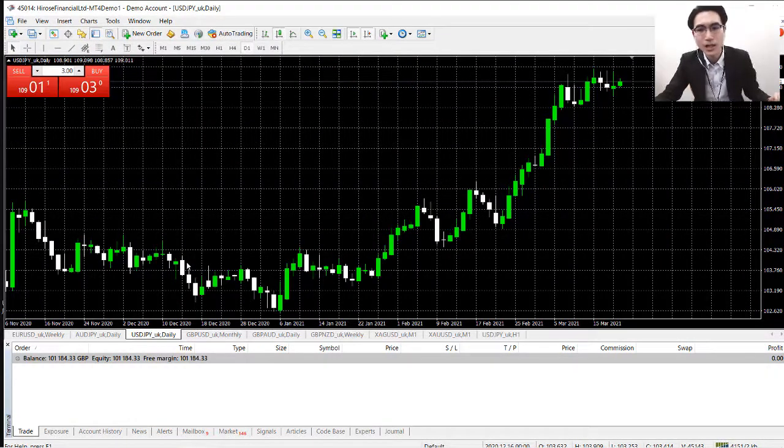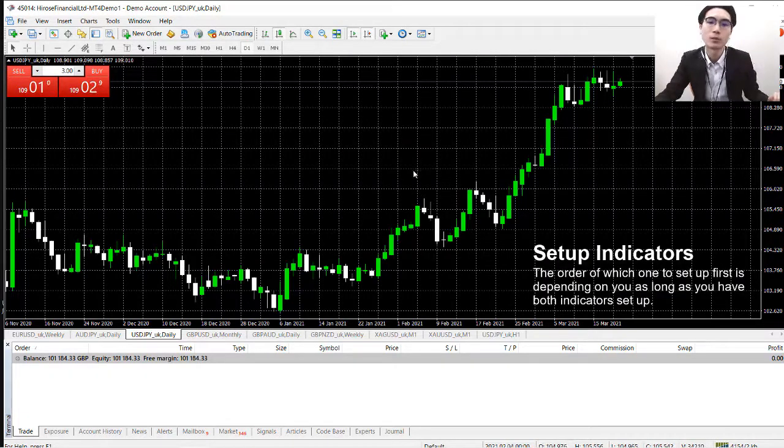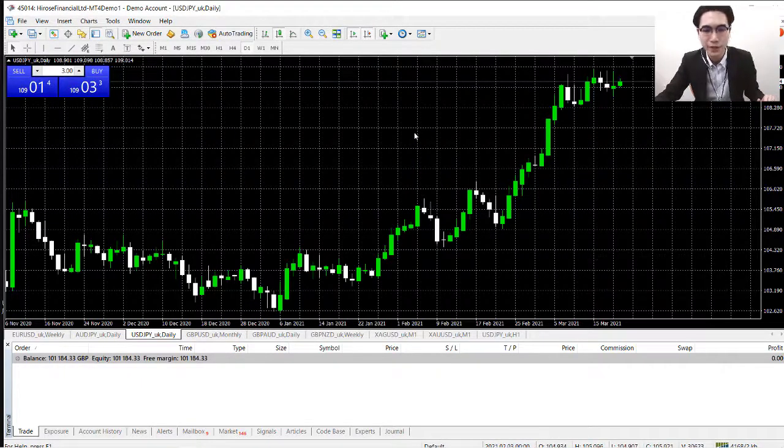Okay, so now we are looking at the MetaTrader 4, the MT4 platform. First, we will want to set up the indicators. The order in which I set them up is my preference, so you can switch them around. You can set up the simple moving average first and then the stochastic, or the other way around. It's all up to you. But for me, I will set up the simple moving average first.